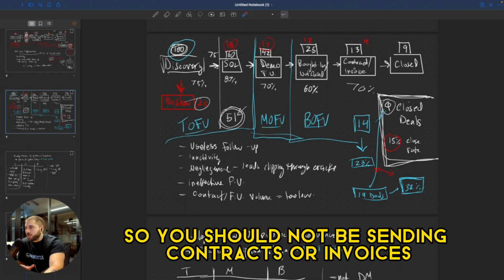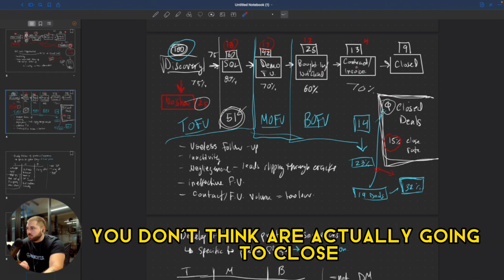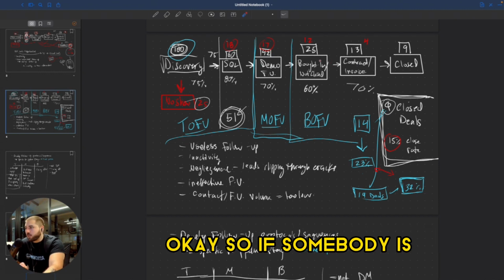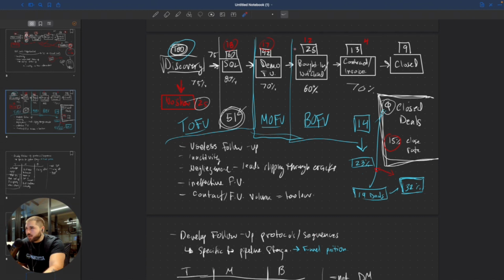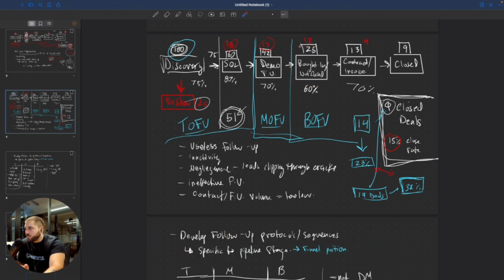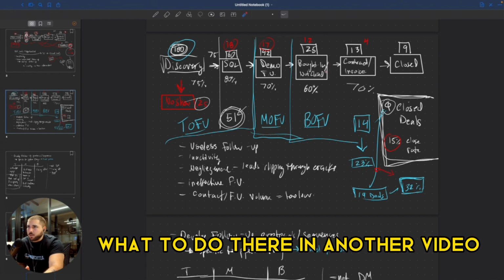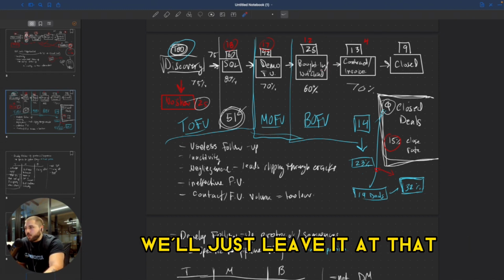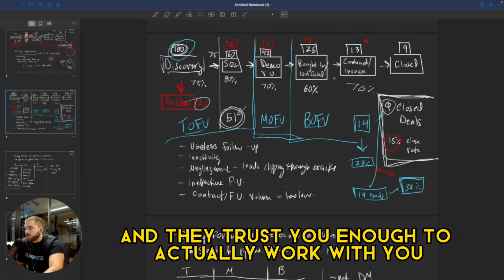So you should not be sending contracts or invoices to folks that you don't think are actually going to close. If you don't think they're quite there yet, and maybe they're asking for a proposal, but you sense that they probably won't buy, just don't send it. We can get into what to do there in another video, but for this one, we'll leave it at that. Don't send it unless you're absolutely sure, or unless you've sold them enough and they trust you enough to actually work with you.